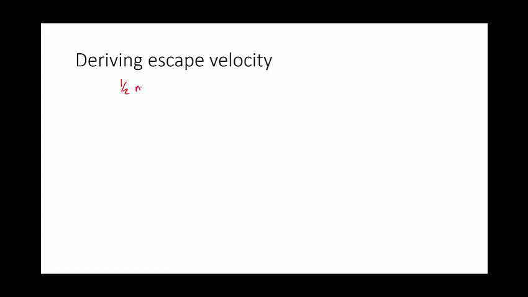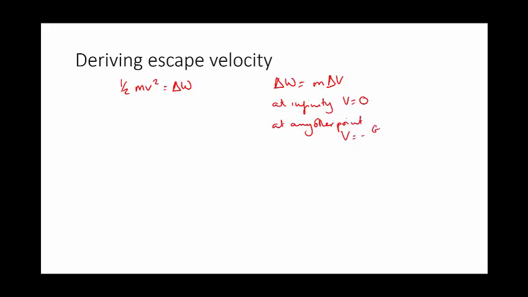So we're going to start with this idea of conservation of energy. So half mv squared, the kinetic energy, is equal to the change in work done in moving to infinity. So delta W, we know from our equation sheet, is equal to m delta V, where V is the potential. And we know that at infinity, the potential is equal to 0. That will make things simpler for us. At any other point, we can check on our data sheet and get the equation for V, which is V is equal to minus gm over r.